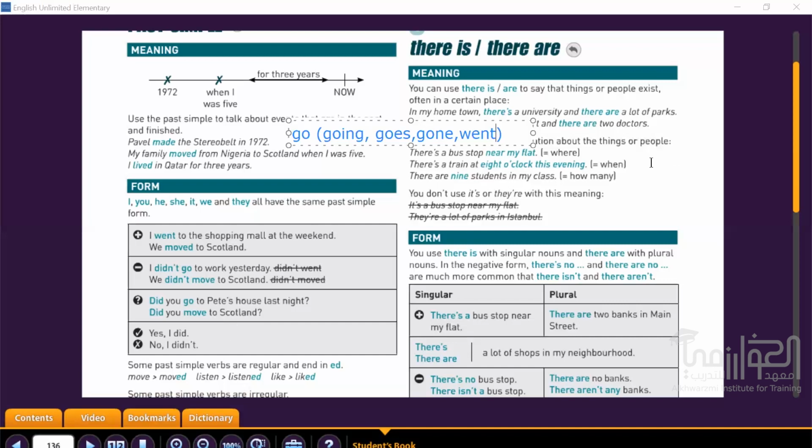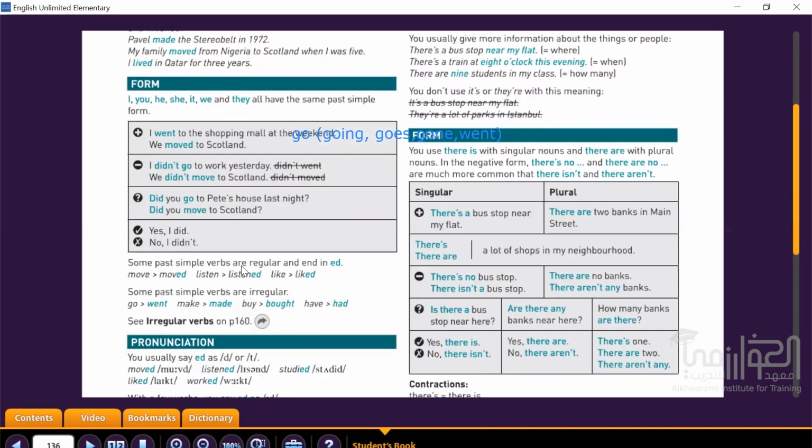Now, so you can see more example here. Some past simple verbs are regular, muntazam, and end in ed. Muntazam, nihaya, ed. Examples, mithal, move, moved, listen, listened, like, liked. So ed, muntazam. Some past simple verbs are irregular. Shadh, lisa ed, other kalima jadid. Go, went, make, made, buy, bought, have, had.